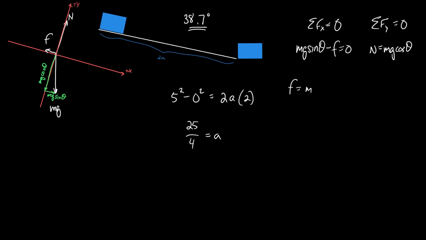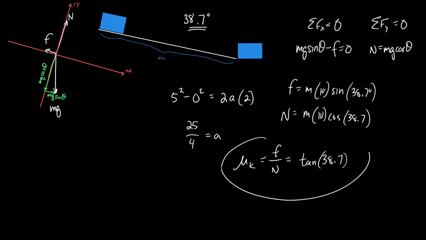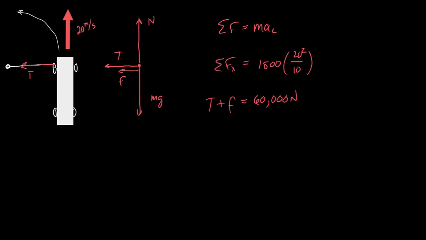So friction equals m times 10 sine 38.7 degrees. I don't know what m is, so I can't get a better description for friction, but I know that normal force equals m times 10 times the cosine of 38.7. And since mu is friction divided by the normal force, friction divided by the normal force equals tangent 38.7, and that has to equal mu. That good? Excellent.